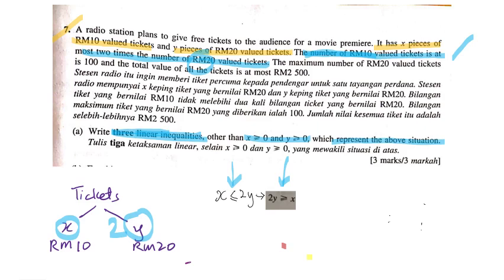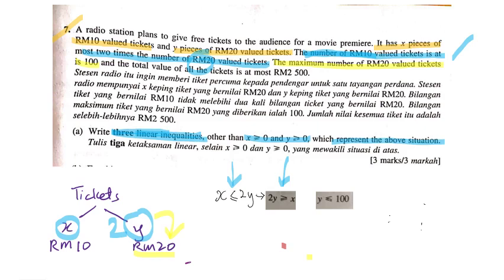Okay, so the next linear inequality is the maximum number of 20 value tickets, the 20 value tickets is this one, is 100. That means Y maximum cannot be more than 100. So you write Y is less or equal to 100.